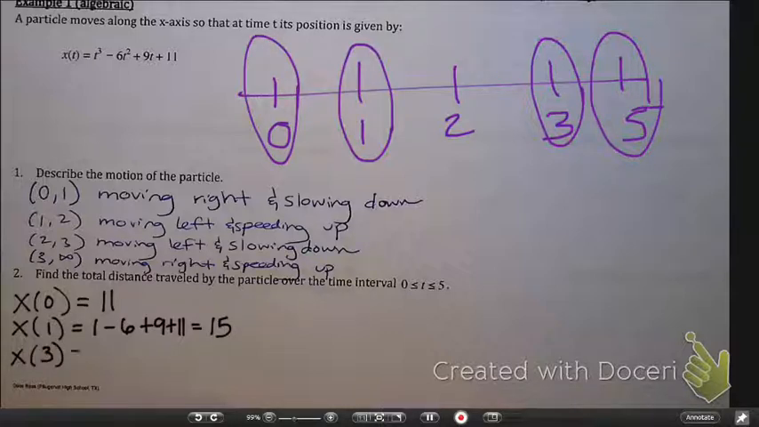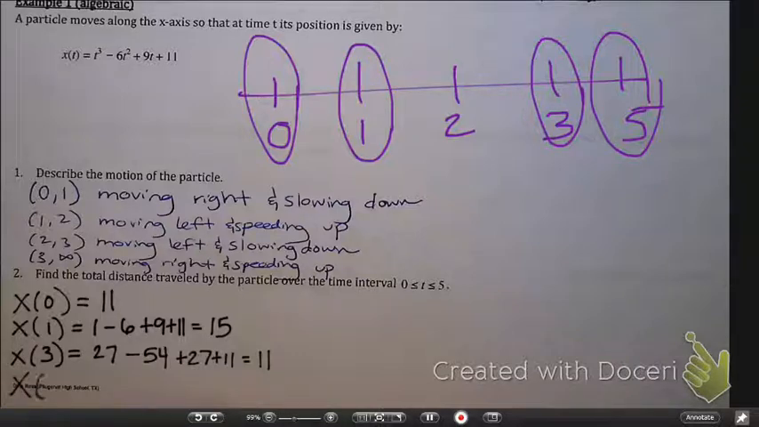X of 3. Notice I'm skipping over 2. 2 is not an important point for us in this graph. X of 3. 3 cubed, which is 27. 3 squared, that's 9. What's 9 times negative 6, class? Negative 54, good. And then 3 times 9, which is 27, plus 11. So 27 plus 27 is 54. So that positive 54 minus 54 is 0, plus 11, which is 11.